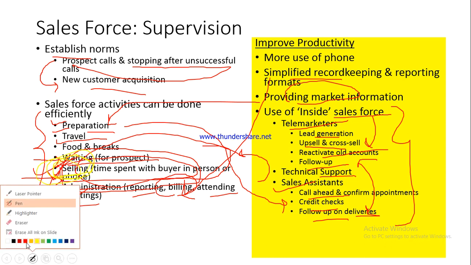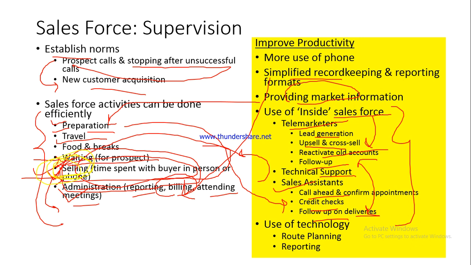Okay then, to make the salesforce more productive, what else can you use? You can make use of technology. You can make use of software for route planning. Which is the most efficient route? I'll give an example. If you want to visit every single district in Uttarakhand, there can be n number of routes that you can take. You can start from Uttarkashi and then come to Chamoli, for example. You can start from Dehradun and Haridwar, and then finally you may reach Pithoragarh and Bageshwar.